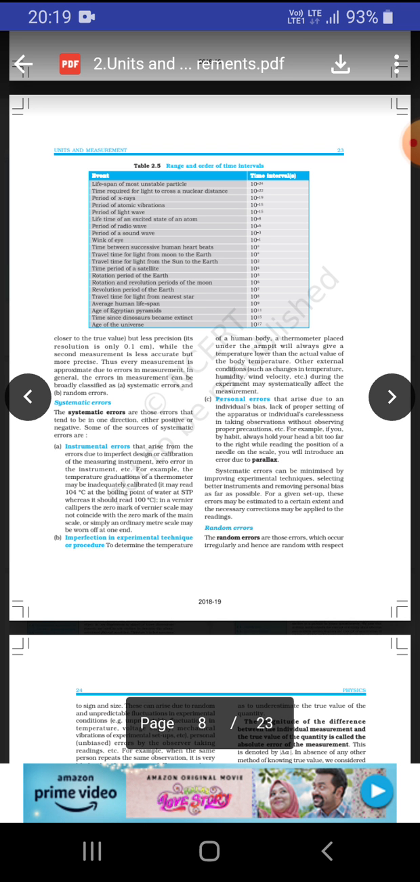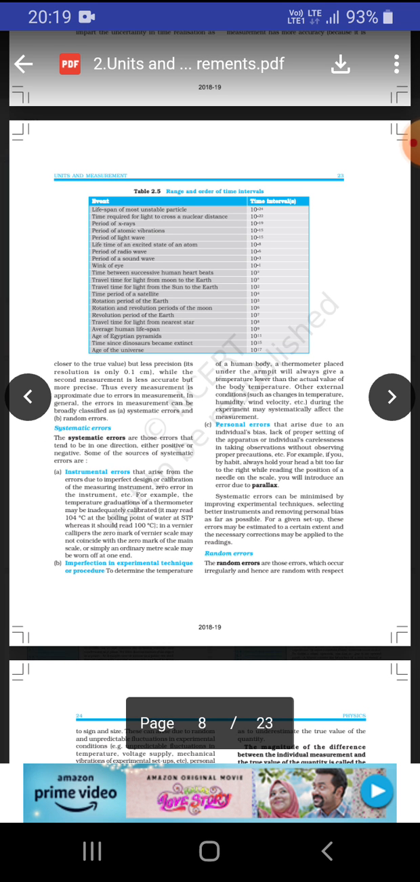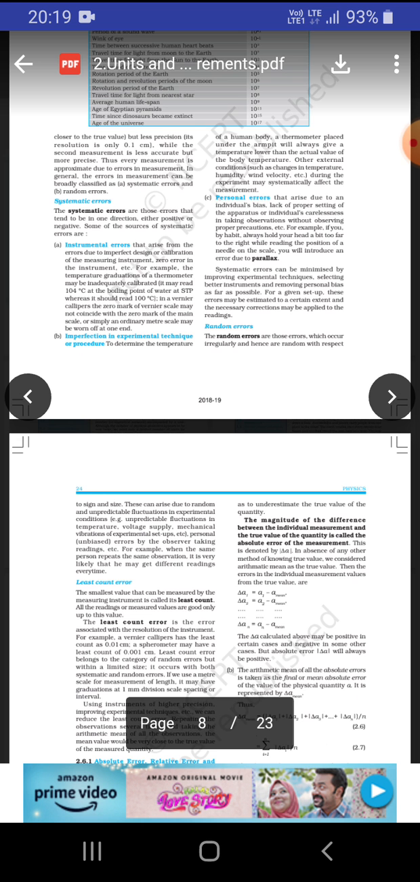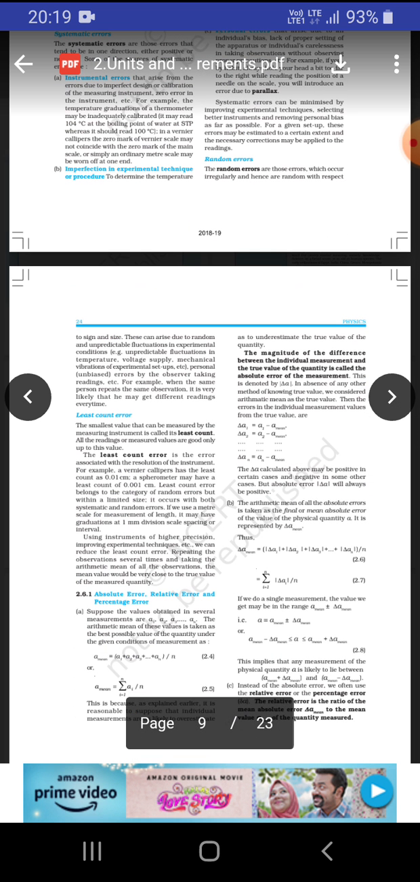Next is random error. It is the error which occurs irregularly and hence is random with respect to sign or size. These can arise due to random and unpredicted fluctuations in experimental conditions. Then there is least count error, a mistake in counting smaller values, due to which the error may occur in the accuracy.